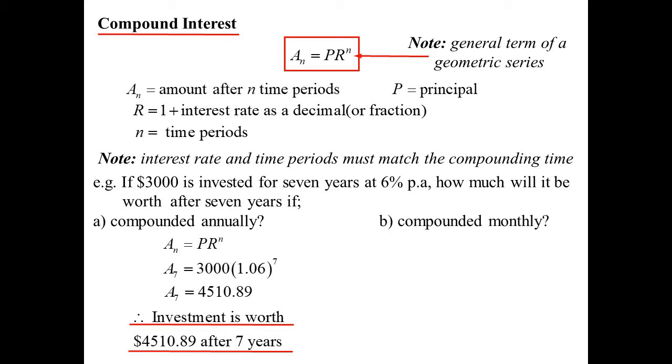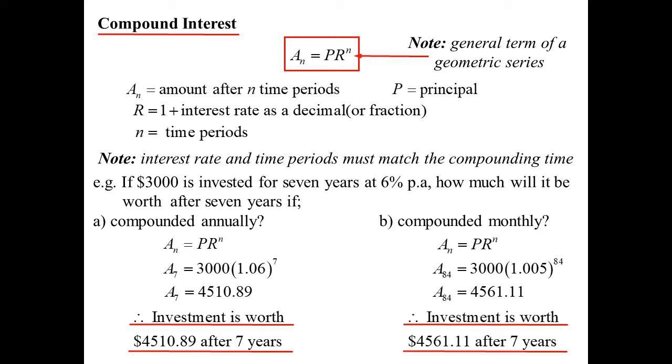Well, what about if instead of compounding annually, we compounded monthly? Same formula, but this time for N, it's not 7, we have to convert it to months, whatever we're compounding. So we're compounding monthly. 7 years is 84 months. And the interest rate was 6% per annum, which would be 0.5% per month. So 1.005. And we get slightly more. Obviously, the shorter the time period you're compounding, the more your investment is going to grow.